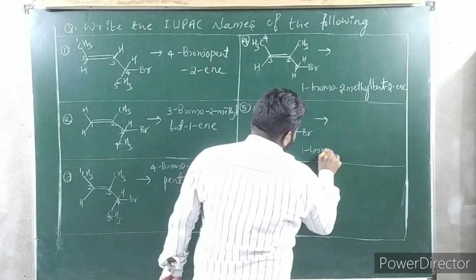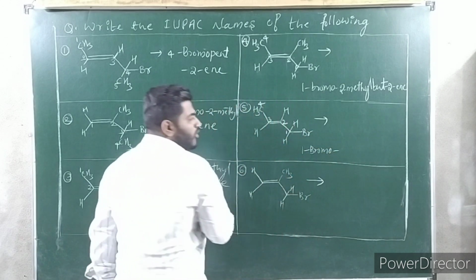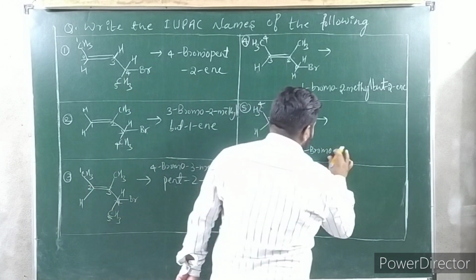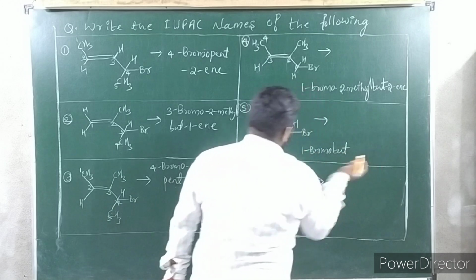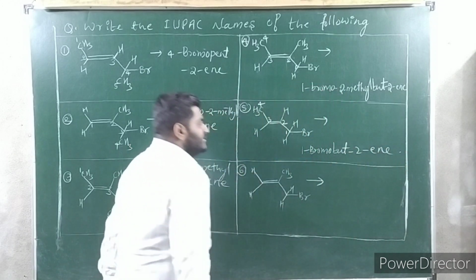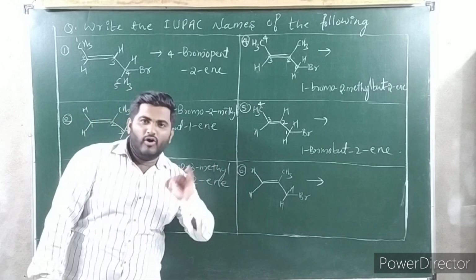1 bromo, methylprop-but, but, 1 bromo, but 2 ene. But 2 ene. This is the correct name of this compound. I hope you are getting.